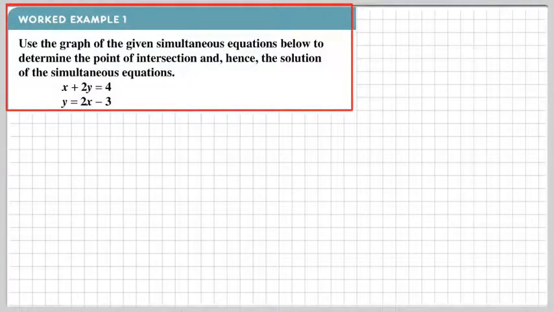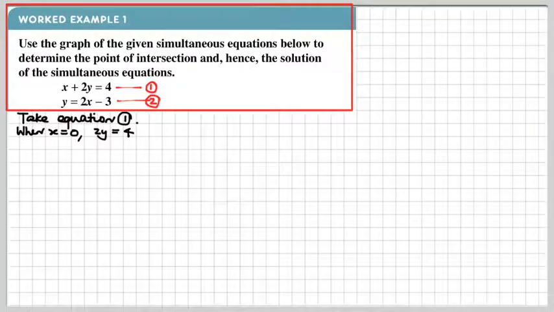Now let's do some and just see how this all works. That's the best way to learn, by doing. Use the graph of the given simultaneous equations below to determine the point of intersection and hence the solution of the simultaneous equations. Right, so the first thing I do is I label them. I call the first equation equation 1, the second equation equation 2, and now our job is to find where these lines go on a graph and then to find where they intersect, and that is the answer.